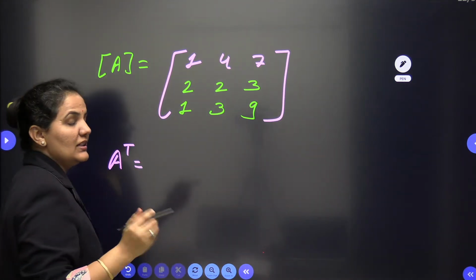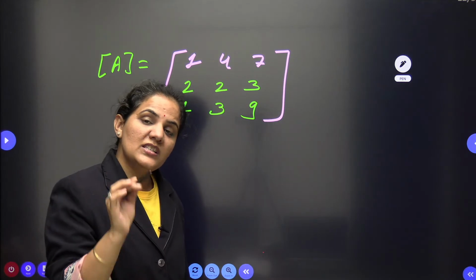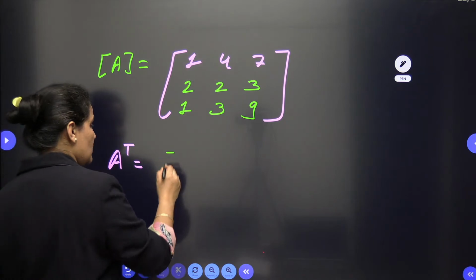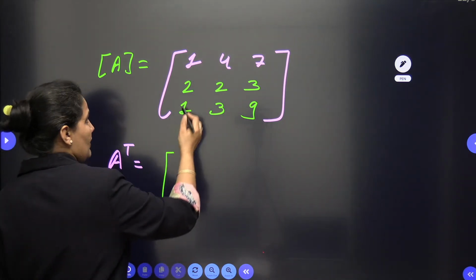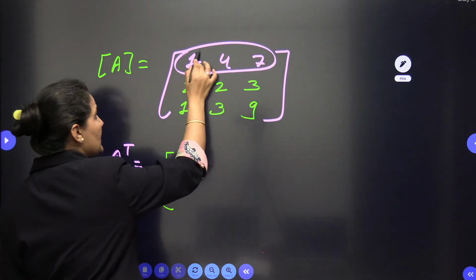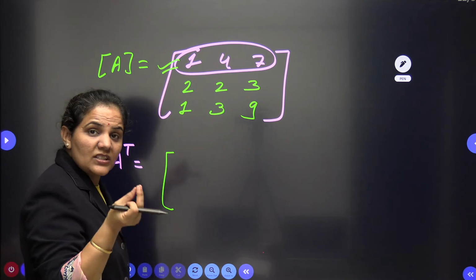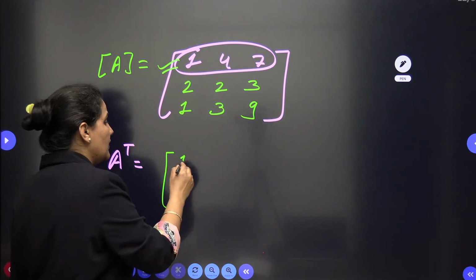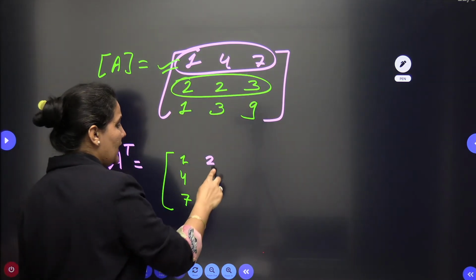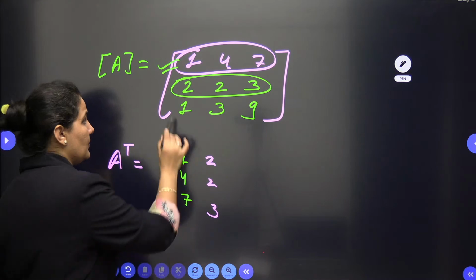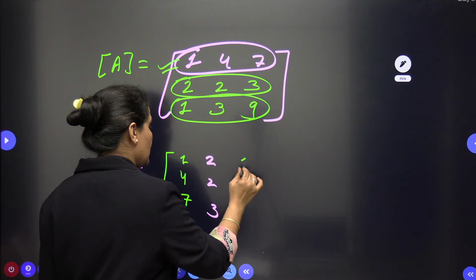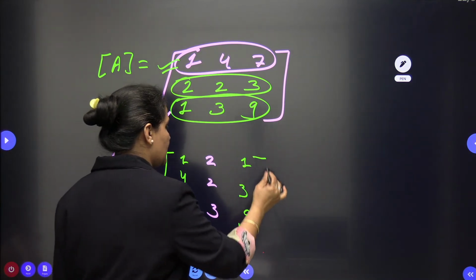If I find the transpose of this one, transpose is nothing but changing rows into columns and columns into rows. So how do we find the transpose? We just take the first row and put it at the place of the first column. We take the second row and put it at the place of the second column. We take the third row and put it at the place of the third column. Hence this is called the transpose of this matrix.